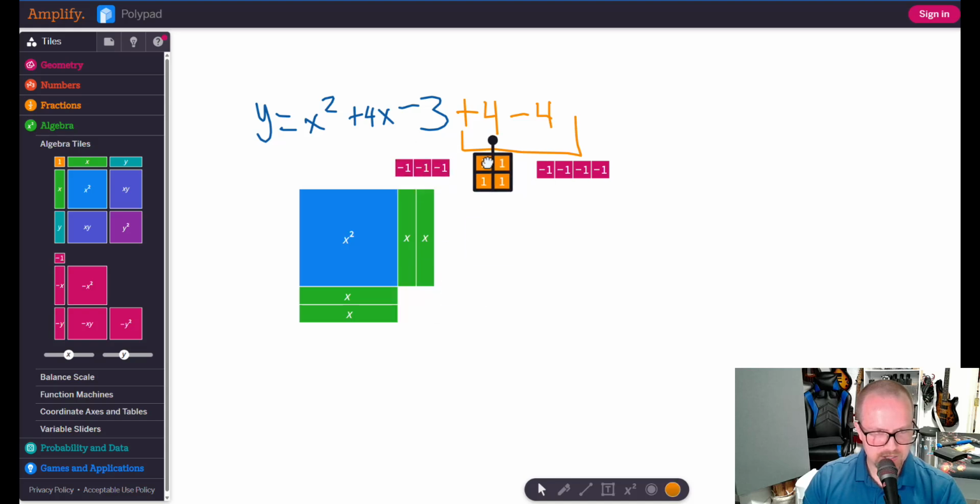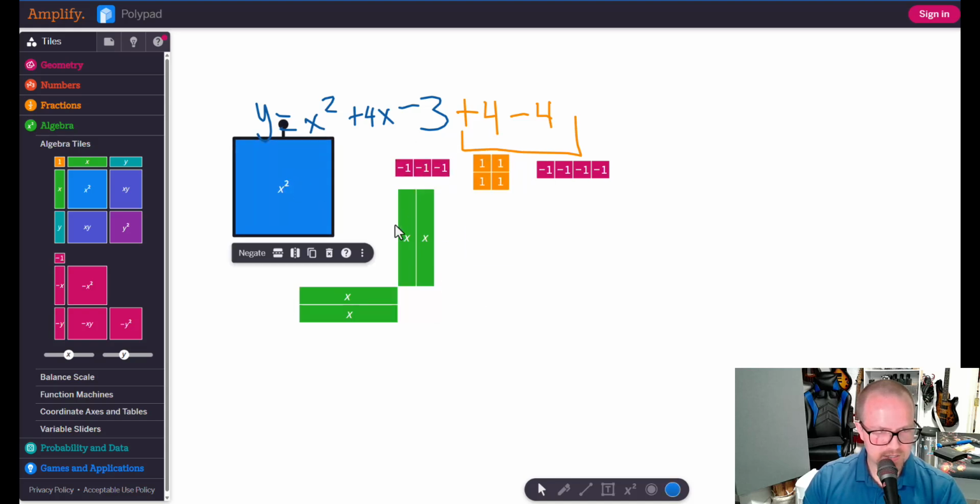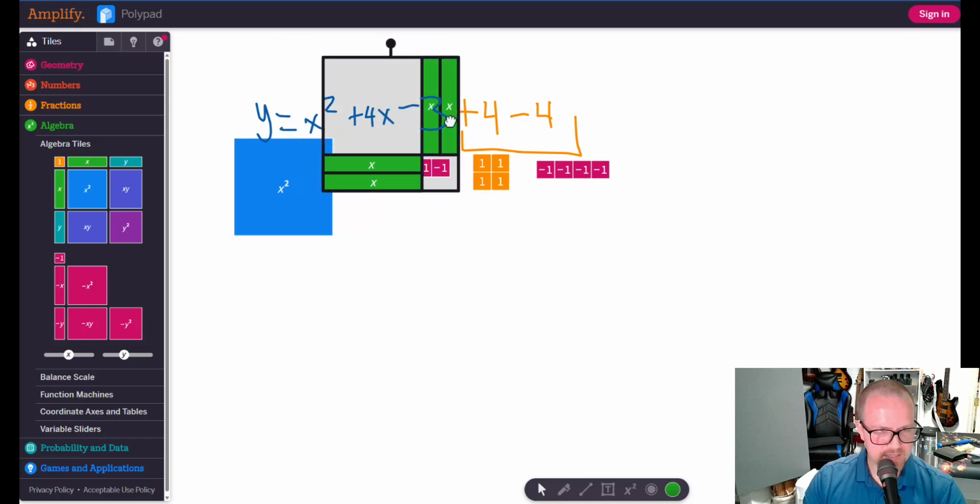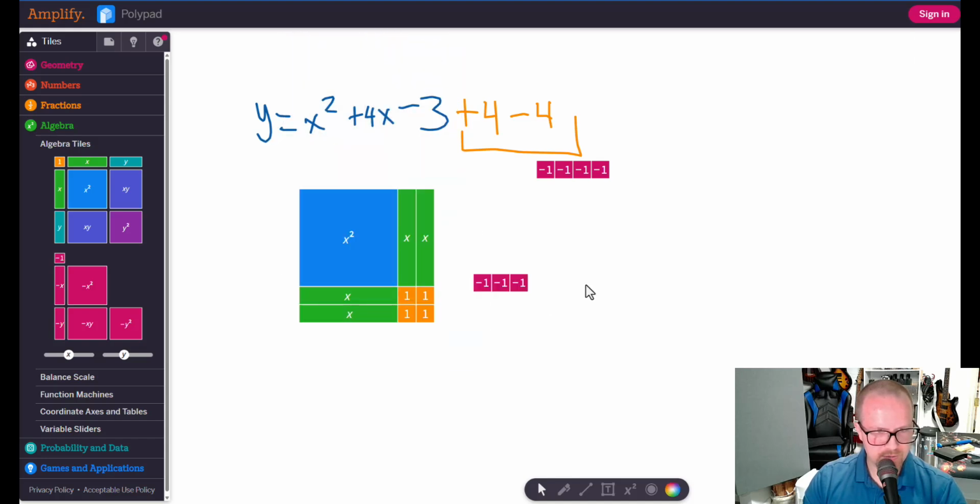And then this is the plus 4 right here. This is my x squared, and my 4x is kind of bundled into this right here. So we'll put those all back together. And so we can see that this is still an equivalent equation.